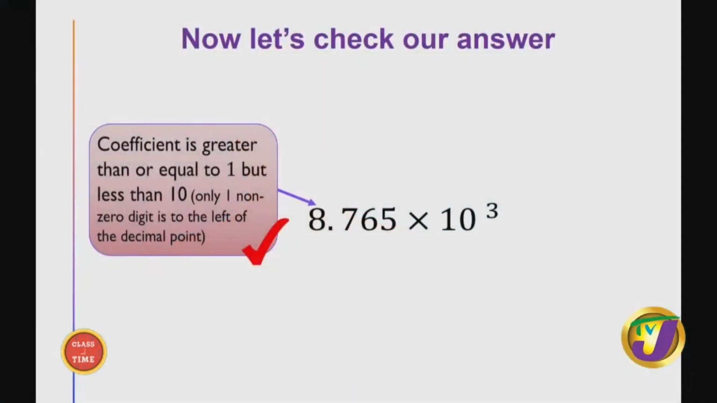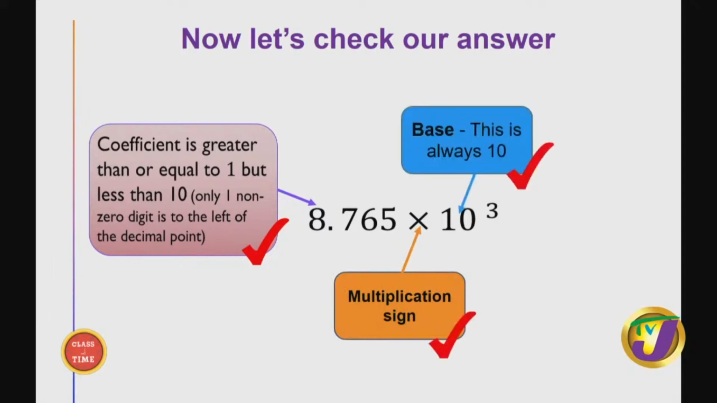8.765 times 10 raised to the third power. And just checking. All right, so the coefficient is there, check. Nice. Multiplication sign is there, check. Our base is there, check. And our exponent is there, which is correct.